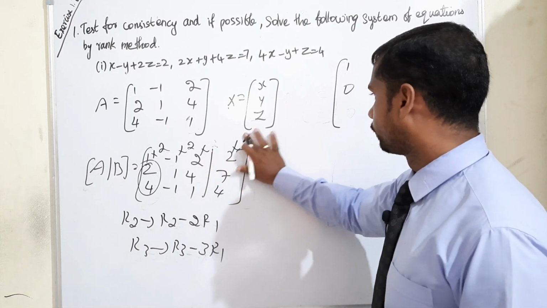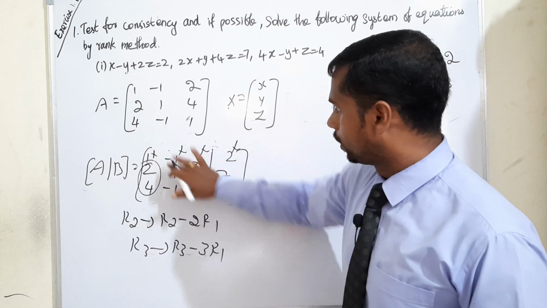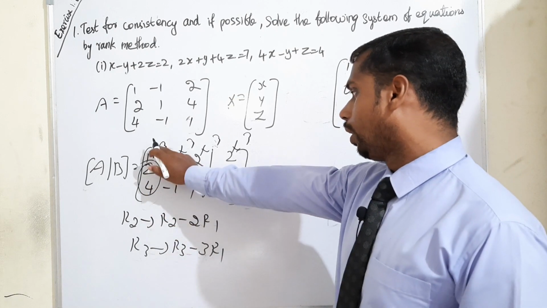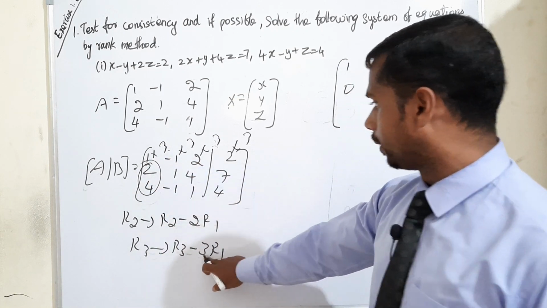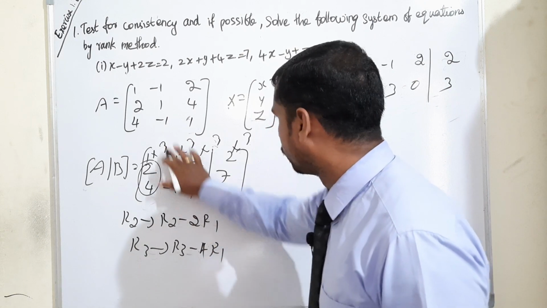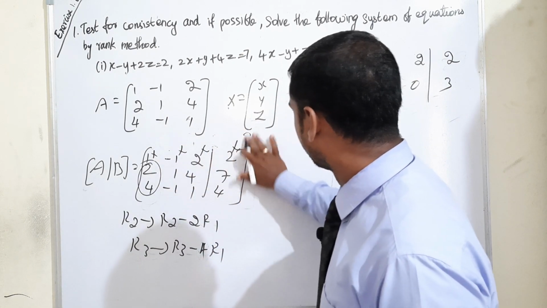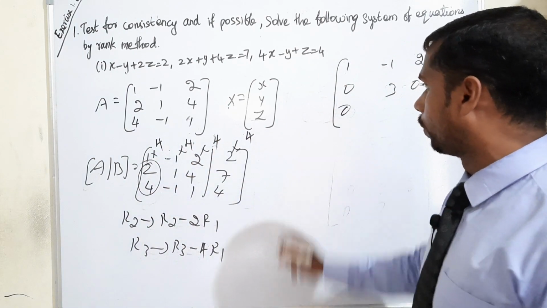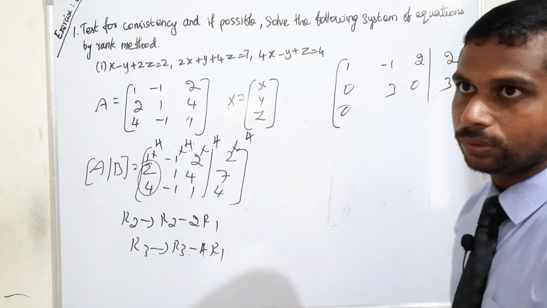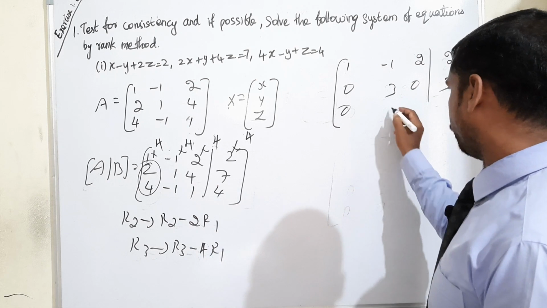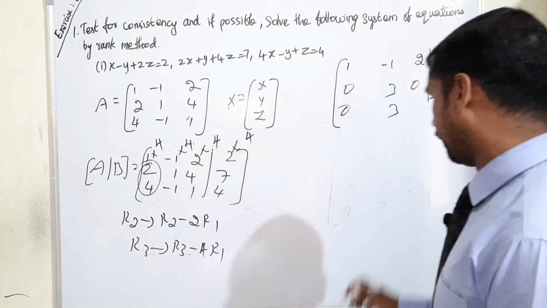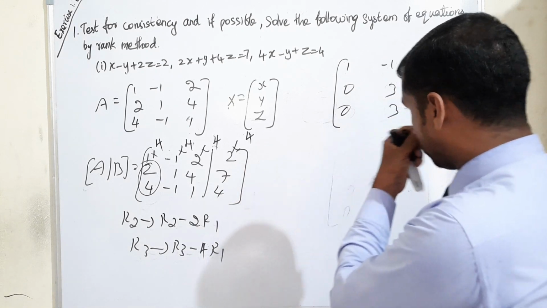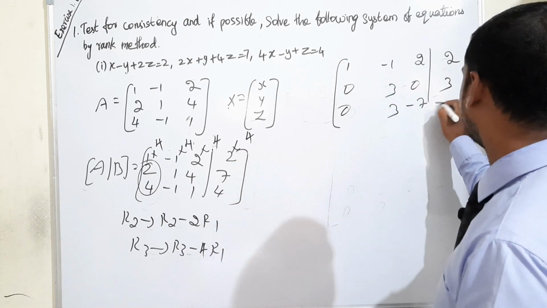Third row, each and every time multiply by 4. So, R3 minus 4 into R1. So, 1 into 4, 4, 4 minus 4 is equal to 0. Minus 1 into 4, minus 4, we have common minus, so minus into minus, plus. Minus 1 plus 4 means a positive 3. Here, 2 into 4, 8. 1 minus 8 is equal to minus 7. There, look at there. 2 into 4 is equal to 8. 4 minus 8 is equal to minus 4.